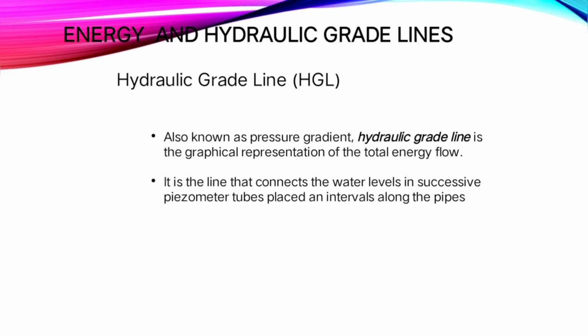Hydraulic grade line, or HGL. It is also known as pressure gradient or hydraulic grade line. It is the graphical representation of the total energy flow. It is the line that connects the water levels in successive piezometer tubes placed at intervals along pipes. Its distance from the datum plane is the value of the pressure head plus the elevation head.